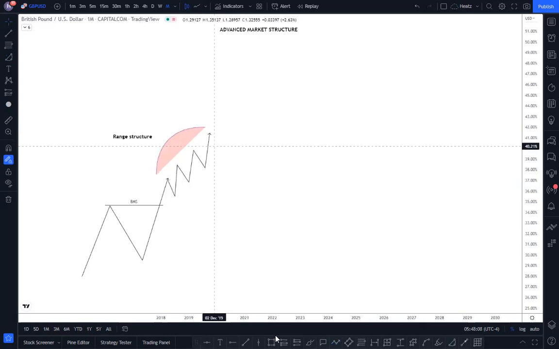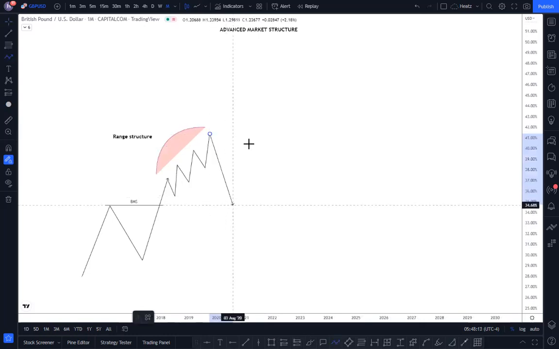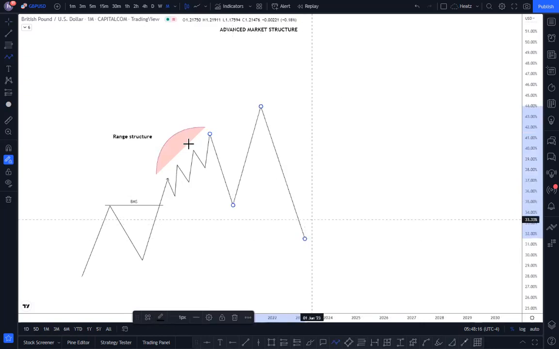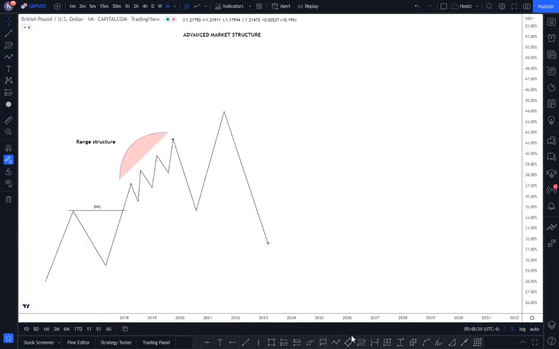Now, after a range structure is created, price either gives us a shallow pullback before giving us a very deep one, causing a complex corrective wave. So this is a complex corrective wave, having both a shallow pullback as well as a deep pullback. So this is one side of range structure, on the bullish side.